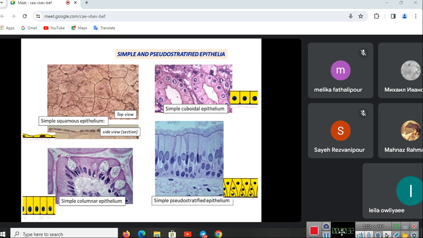Cell nuclei are elongated. And finally, simple pseudostratified epithelium, where all the cells have contact with basement membrane, but their nuclei are located at different levels. So this is it. This is the epithelium of trachea. Basement membrane is here, below it connective tissue, and cells are columnar, elongated, and their cell nuclei are located at different levels.